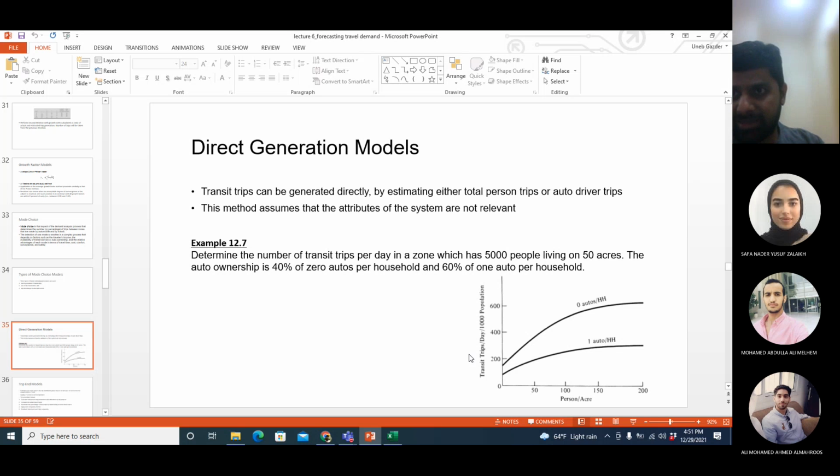There are some countries in which people who even have a car sometimes go by the public transport because they feel that going to this area or at this particular time, the service provided by the public transport is better than my car. So the attributes of the system are important for them, and they're deciding on the basis of the attributes of the system whether they should go by a car or a public transport. But in many countries, it is not the case. People who cannot afford a car have to go by bus or public transport.